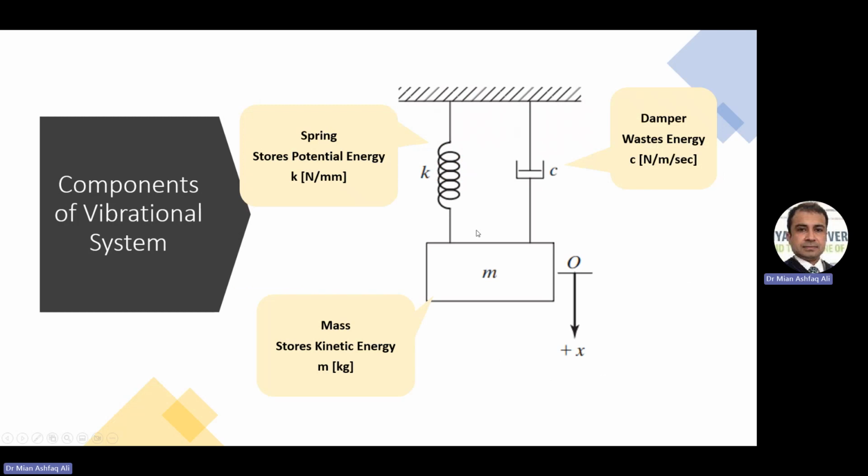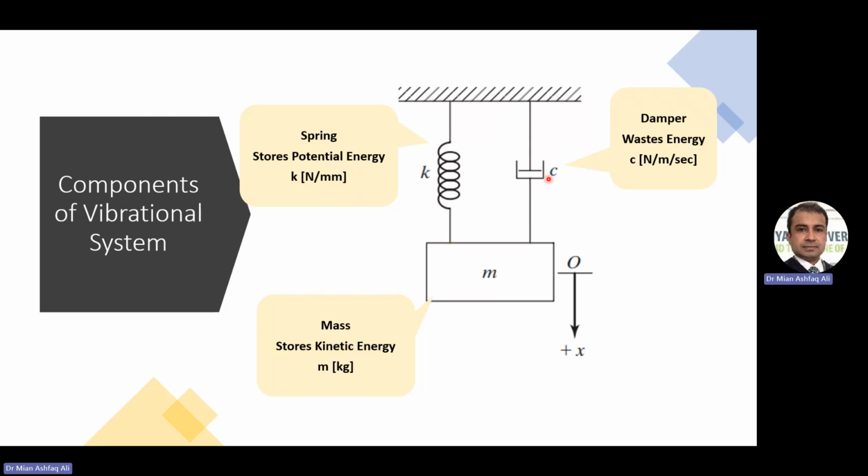So here is just a simple example of a spring mass damper system. Here we can see that there are some basic components as shown. A spring mass damper system has a spring. The spring is responsible for the storing of potential energy. We also have a mass present there. The mass is responsible for storing the kinetic energy.